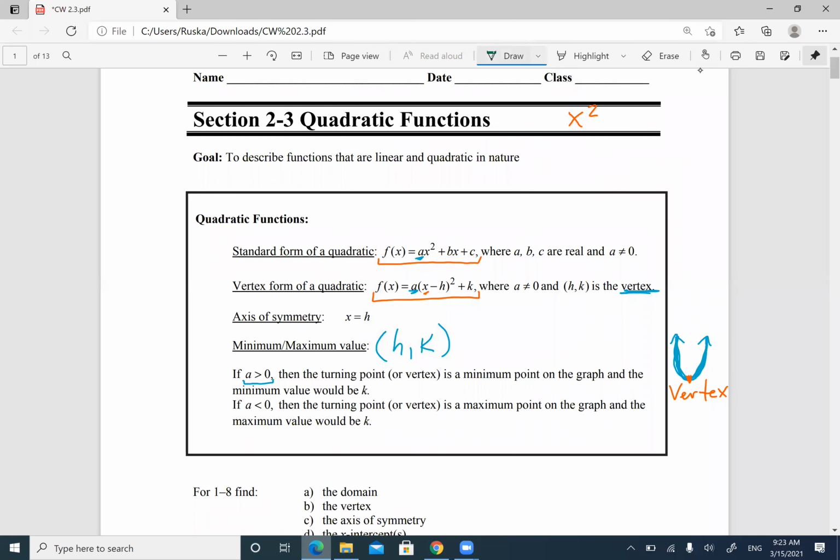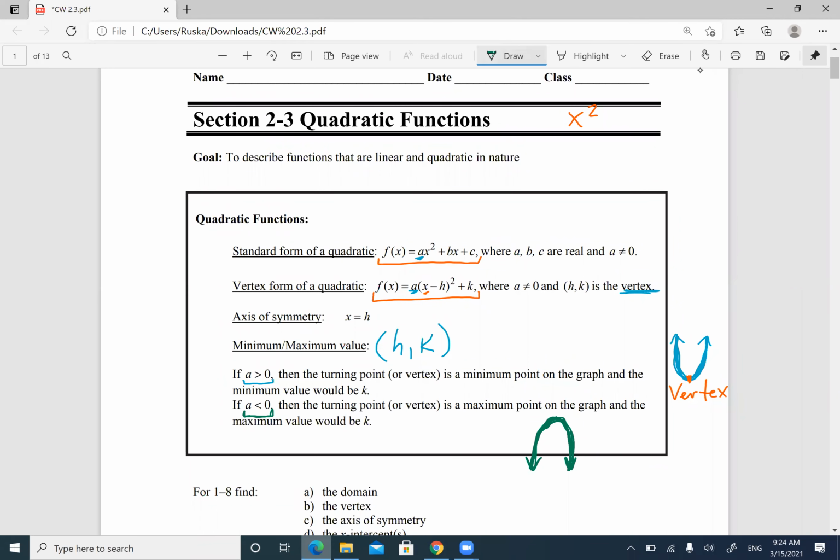Now, what happens if the number in front is negative? If the first number, a, is negative, then the parabola is going to open upside down. It's going to look like this. I'm trying to make it as curved as possible. It's going to open down, all the way going to negative infinity.